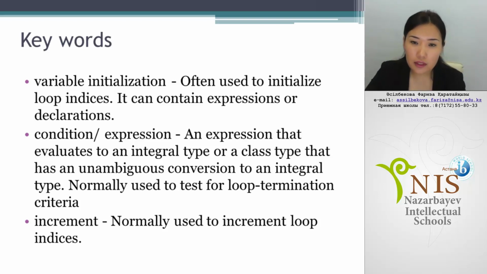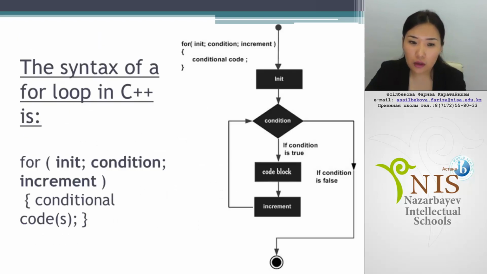If you're done, let's see the syntax of a for loop in C++. As you can see in this slide, the first element is initialization. You can see the description in your copybooks. The second one is condition, and the last one is increment. And in the body of the for loop is the conditional code, and this for loop will work until the condition is true.